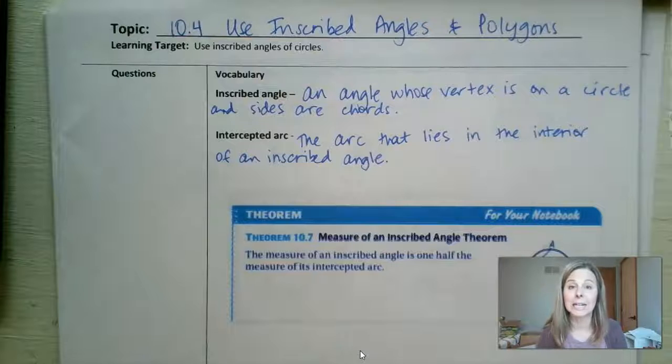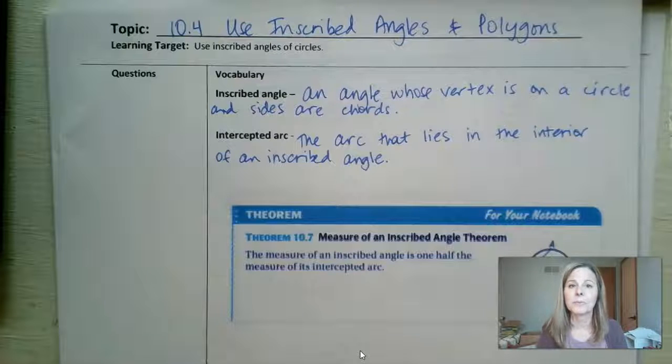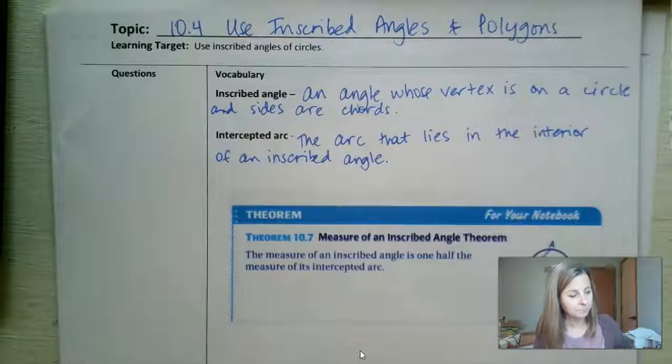Today we are going to look at inscribed angles and polygons. So let me give you a moment to write down the topic. This is section 10.4 in our book, and we are looking at something called an inscribed angle.